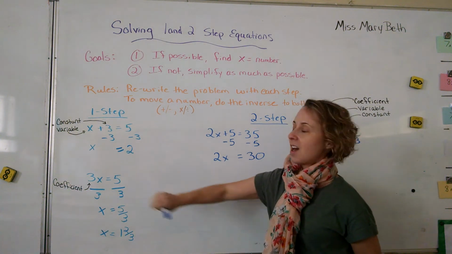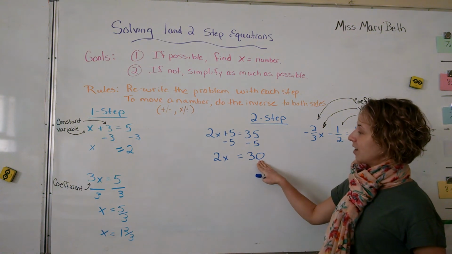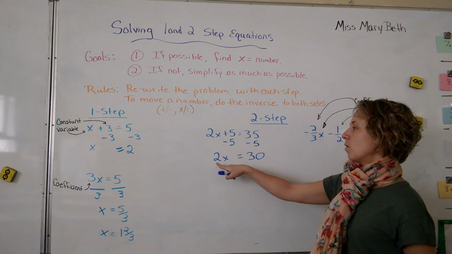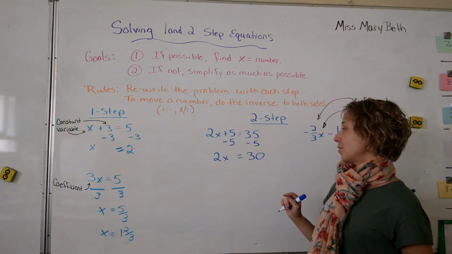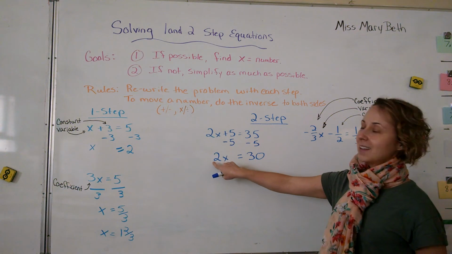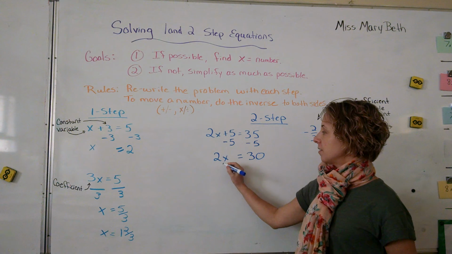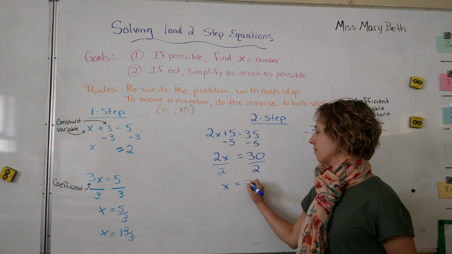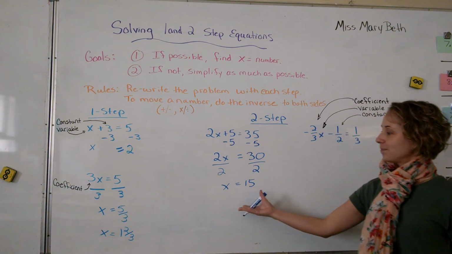Now, my problem looks a lot like this. I have a coefficient times my variable equals 30. 2 times x is 30. Well, you can probably in your brain think, well, Miss, 2 times 15 would be 30. I already know that. Let me show you how to do it with the numbers, though. We want to do the inverse of what's going on to move the numbers to the other side. The inverse of multiplication is division, so I'm going to divide by 2 to both sides. And x does indeed equal 15, just as you knew in your brain.